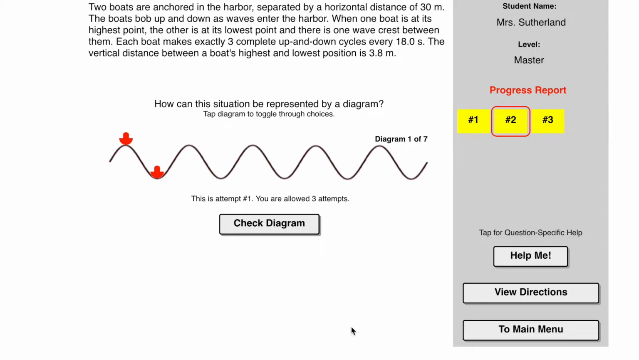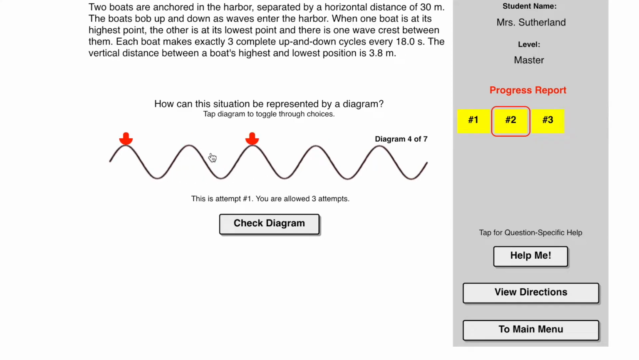All right, so let's read this question. Two boats are anchored in the harbor, separated by a horizontal distance of 30 meters. That means the left to right distance. The boats bob up and down as waves enter the harbor. When one boat is at its highest point, the other boat is at its lowest point, and there is one wave crest between them. So let's stop there and see if we can figure out where to put these boats.